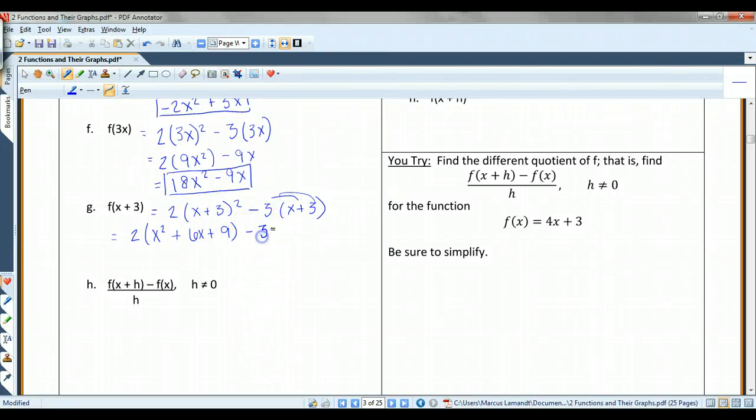And then we have the second term, minus 3x minus 9. So I'm going to distribute the 2. I've got 2x squared plus 12x plus 18 minus 3x minus 9. And now I'm going to combine like terms. So I've got 2x squared, 12x minus 3x is 9x. 18 minus 9 is 9.